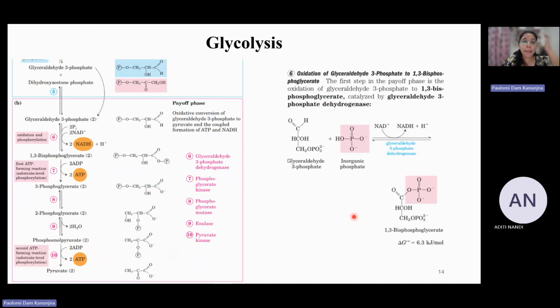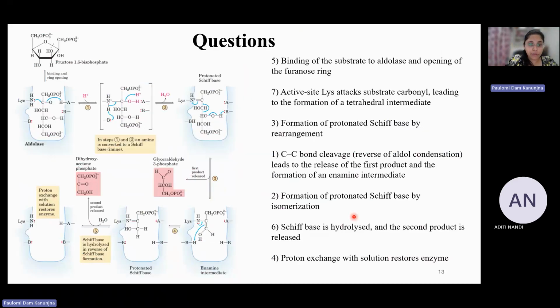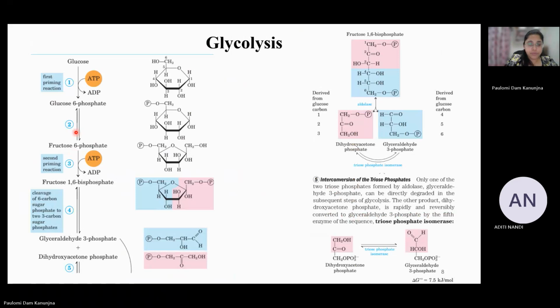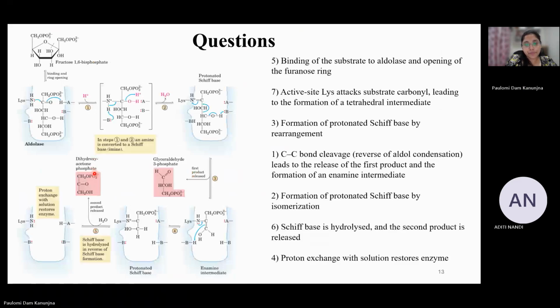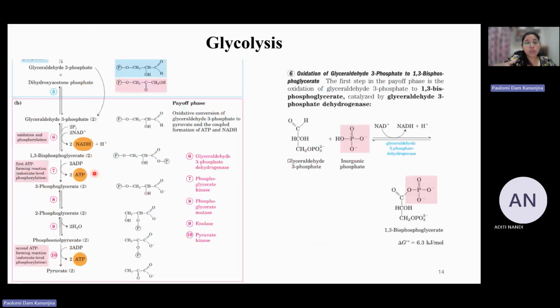Now, why is this called payoff? This is called payoff because the ATP that you used, let me go back to maybe one of those slides. So in the preparatory phase, you're using 2 ATP. In this phase, you are going towards producing ATP, in the meanwhile also returning the ATP that you used. You are now going to pay off. You're now going to produce ATP. So that's the payoff phase.